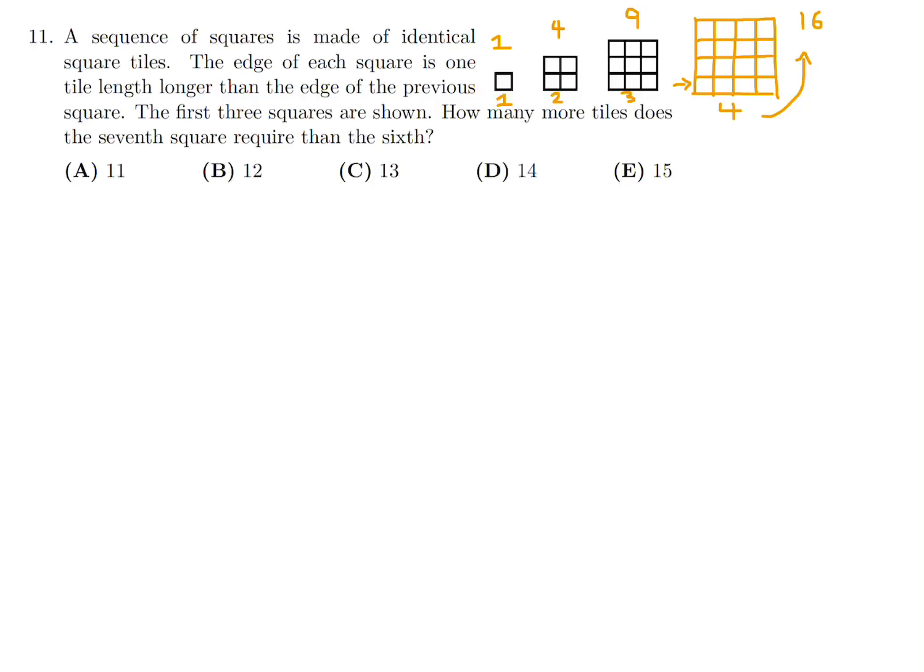So that means that if you follow the same pattern, the sixth of these squares will have individual rows with 6 tiny little squares, but the total will be 6 squared, the total number of squares in that shape. Okay? And similarly, the seventh one will have 7 squared in total. And they want the difference. So 7 squared minus 6 squared is what they're looking for. So that's 49 minus 36, and that is 13. So for 11, the answer is C.